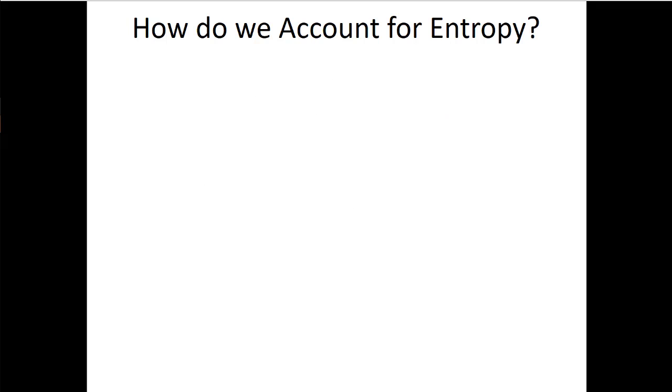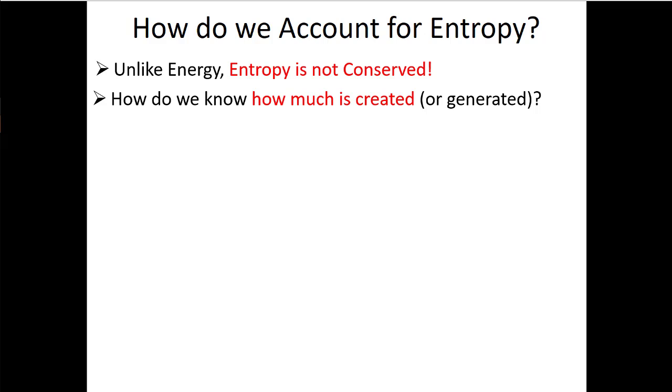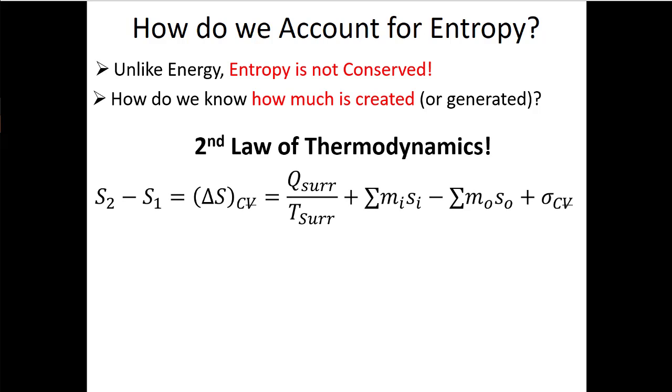Okay, so hopefully as a concept this is starting to make sense, but for me anyway, sometimes I've got to get my hands dirty. I've got to start doing the math in order to really understand how to do a problem. So like I said, the second law is different from conservation of mass and conservation of energy because entropy is not conserved. It's always increasing. So how do we know how much is created or generated? We can use the second law of thermodynamics for this.